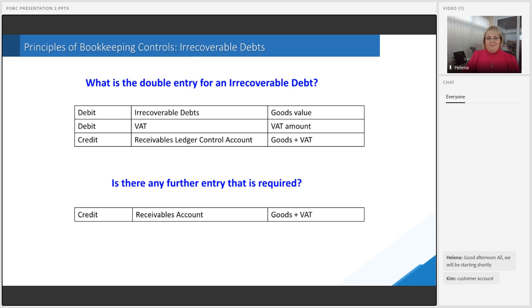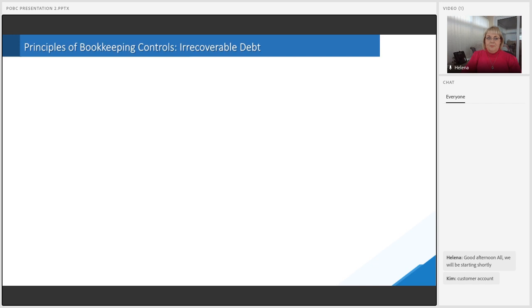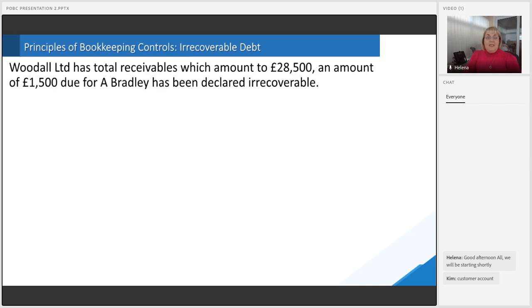Okay, guys. So let's have a look at our first activity, and I'll walk you through this one. Woodall Limited has total receivables, so their total customer balance is 28,500. We're told that an amount of 1,500 due from A. Bradley has been declared irrecoverable. So our customer balance is 28,500. 1,500 of that relates to A. Bradley, and that 1,500 is included in the 28,500.